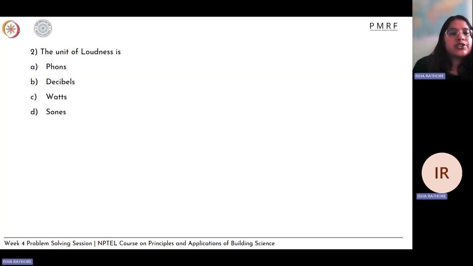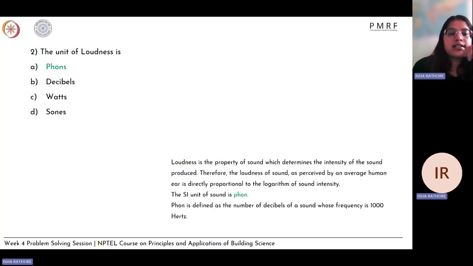So moving on to question 2, the unit of loudness is A, phones, B, decibels, C, watts, or D, zones. Okay, this was again discussed in week 3, acoustics basics. So the correct answer is A, phones.